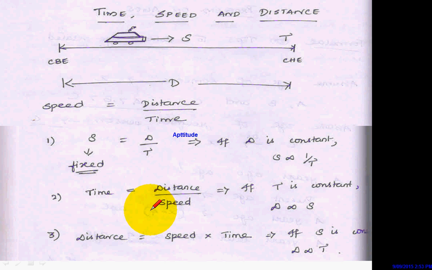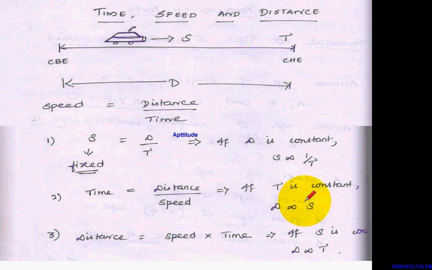We will move to the second case. In the second case, if the time is constant, say for example you are going to travel different distances, whereas the time is constant. That is, both the trains are starting at the same time, isn't it? So here the time is constant. So what about the rest two variables, the distance and the speed? They are directly proportional to each other, if the time is constant.